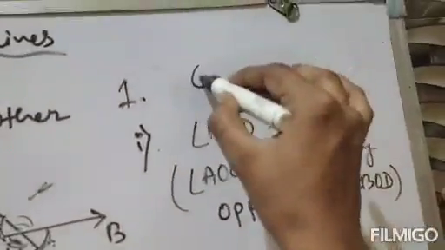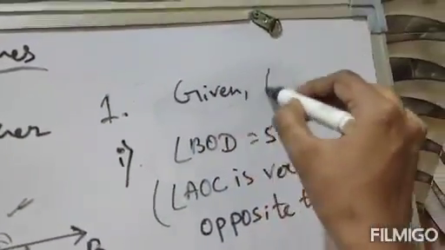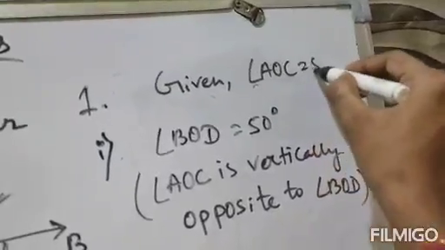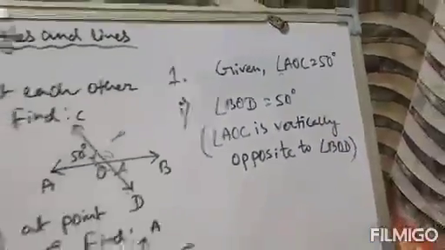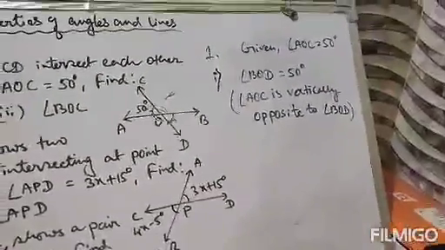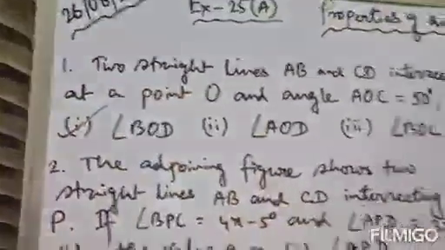Now here you can also write: given angle AOC is 50 degrees. That's why angle BOD will also be 50 degrees, because these two angles are vertically opposite. So question number 1, part 1, is solved.